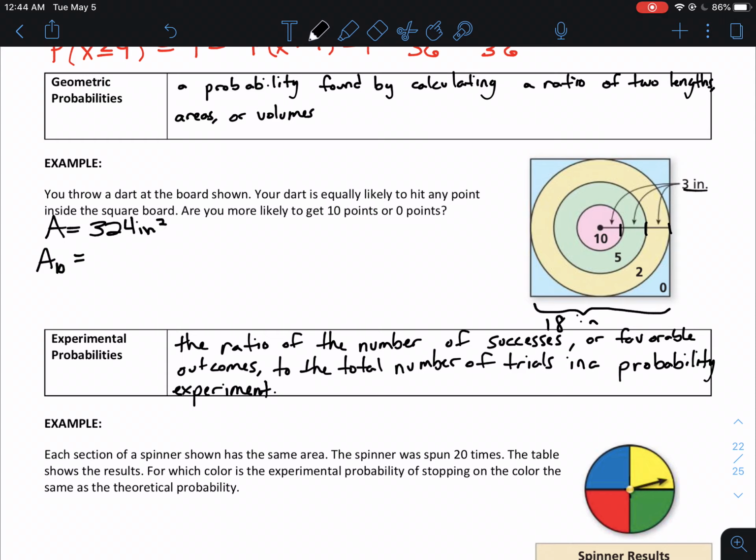All right, now let's look at the area for the 10 points. There our radius is 3. Remember the formula for area of a circle is pi multiplied by r squared. In this case, that would be pi multiplied by 3 squared, which would be 9 pi. We'll just leave it as an irrational number for right now, so no need for decimals just yet.